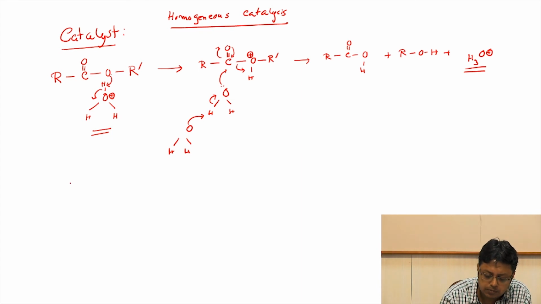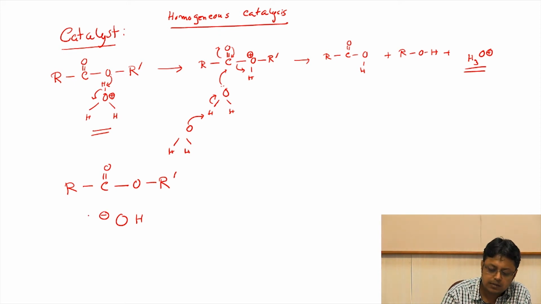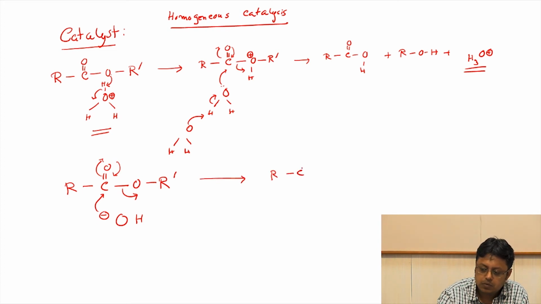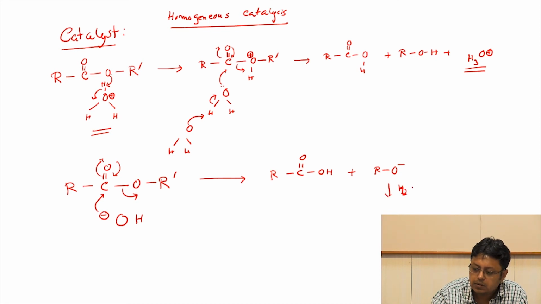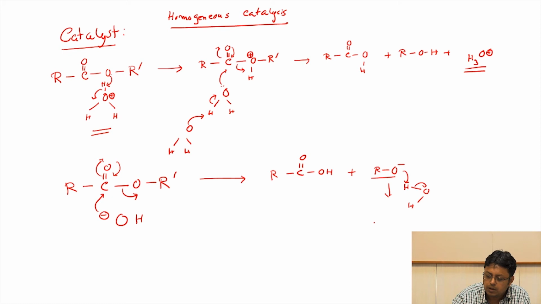Similarly, you could also think about this reaction proceeding via base catalysis, where instead of H3O plus I have OH minus, and OH minus directly attacks the center, and you can have a situation like R, C, O, OH, and then you have R, O minus. Then you can have a further addition of water, in the sense that a proton can be abstracted from water, because this is a very strong base, and then you'll have R, OH plus OH minus, and you can see this OH minus is regenerated.